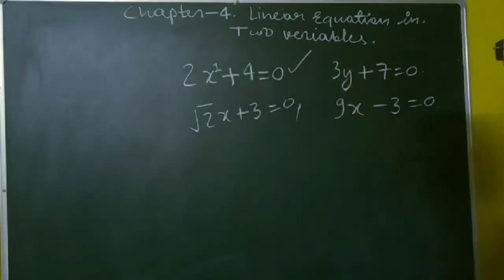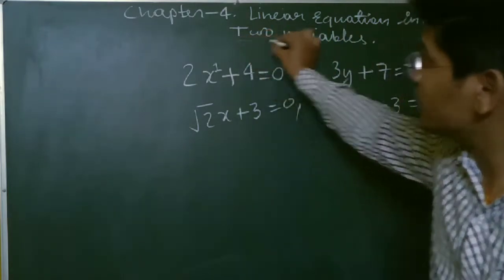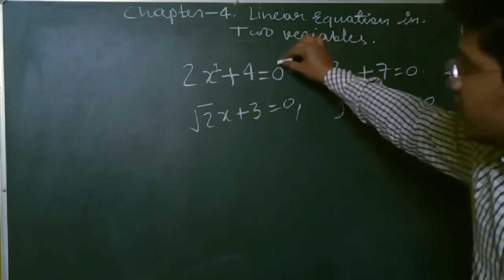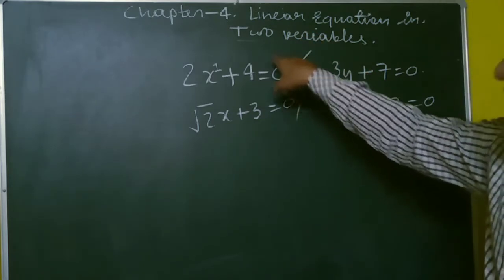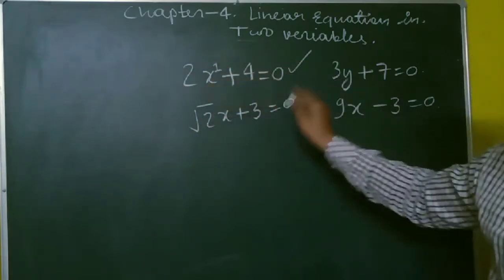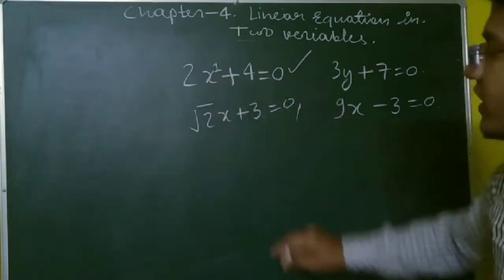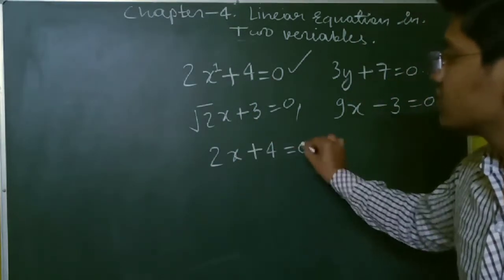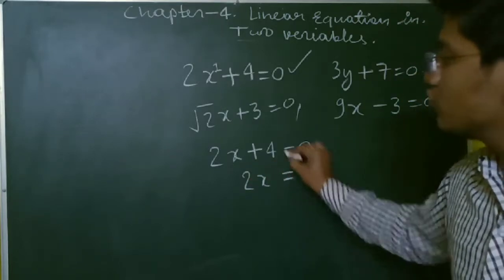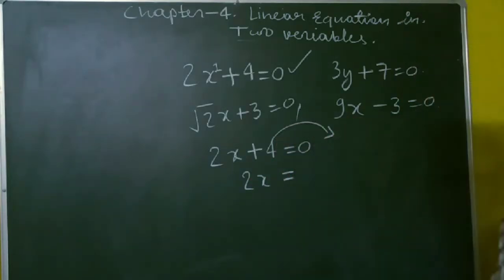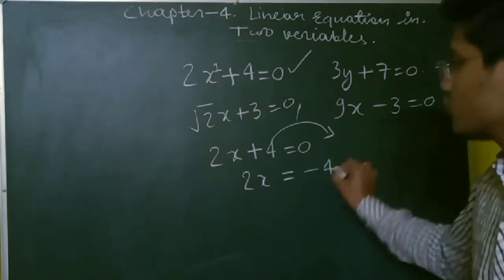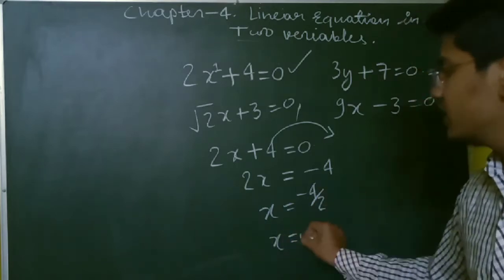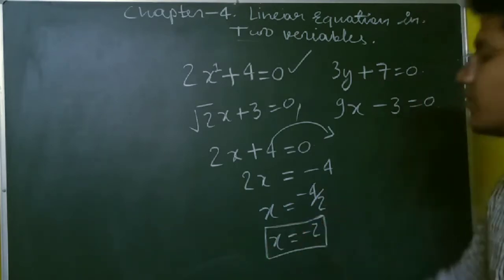Now our chapter name is linear equation in two variables. So before moving towards that, we are going to represent this equation on a number line. So we are considering 2x plus 4 equals 0. So we can say that 2x equals, we will transpose this 4 to this side, so it will become minus 4. So x will be equal to minus 4 upon 2. So the value of x will be minus 2. The value of x came minus 2.